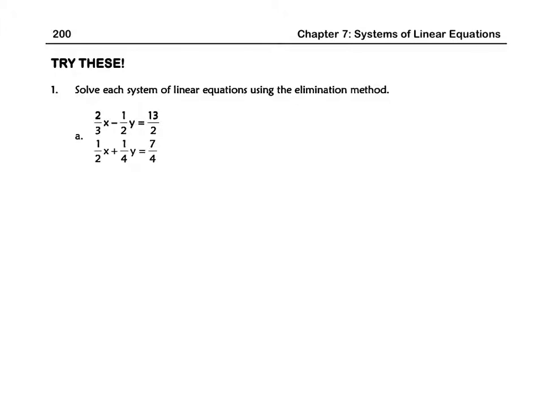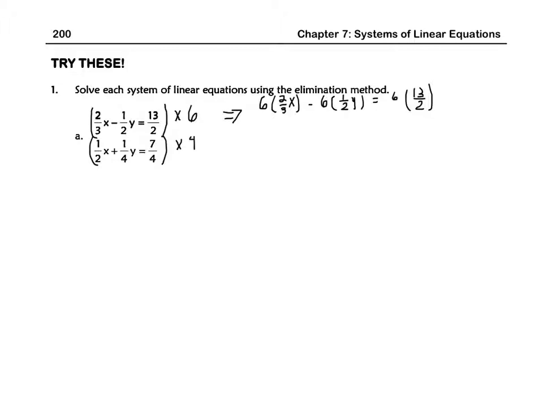So here's another example with fractional coefficients. So I'm going to take the first equation, and to get rid of those fractional coefficients, the common denominator of 3, 2, and 2 would be 6. So I'm going to multiply everything by 6. And in the bottom one, I'm going to multiply everything by the common denominator of 4. So the first one is 6 times 2/3 x minus 6 times 1/2 y equals 6 times 13 over 2.